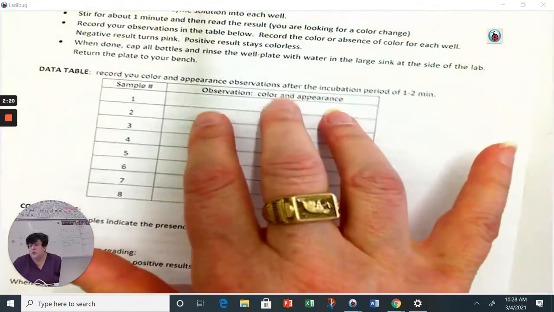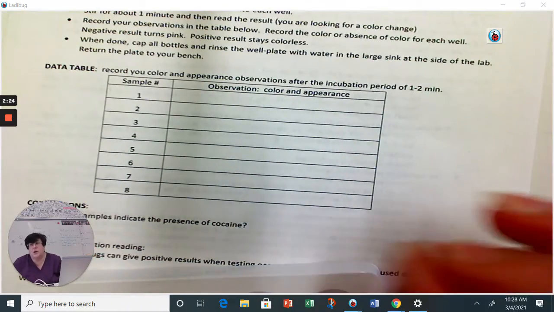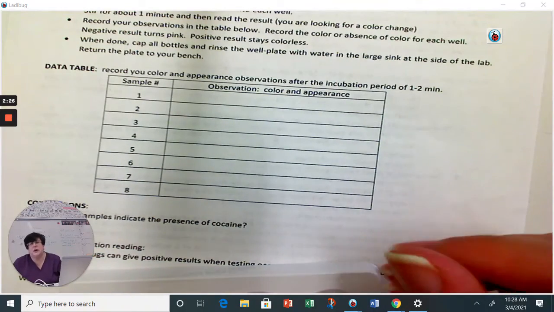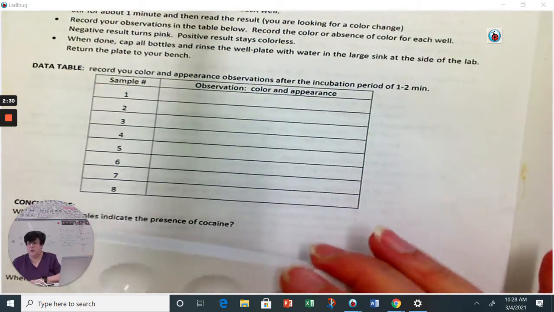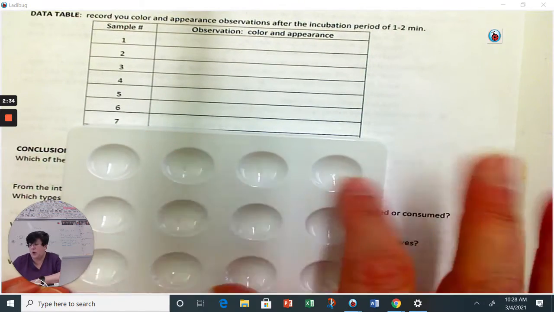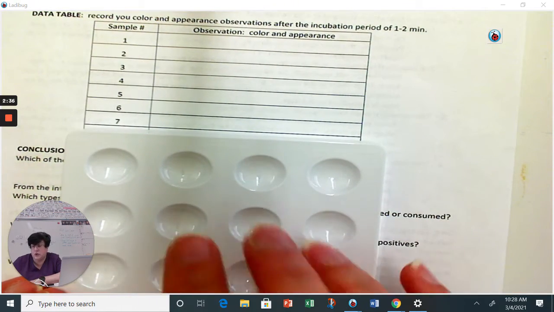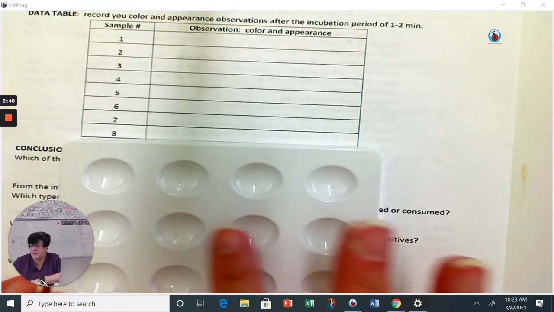So this is for you to observe as I do the work. What color was there, or was there cloudiness? How intense was the color? Because that helps. So I have a well plate. What I'm going to do, guys, is it's 4 across. So I'm really just going to go right in order. 1, 2, 3, 4, 5, 6, 7, 8.